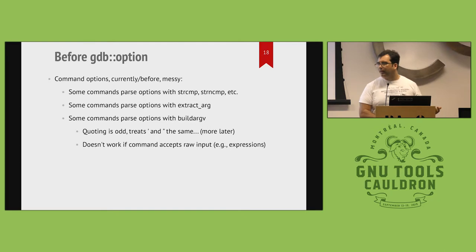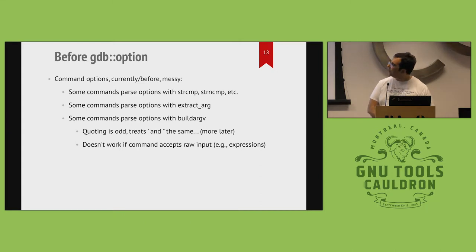None of this is ideal. The first one is obviously going to cause disparities between commands. It's too low level. One command will do this and support the abbreviation of options. The other one will forget to do that. argv only works if your input string, again, is normalized. If you want to parse an expression, then build argv is not going to work because it's going to break the expression around white space, and you lose the original thing.